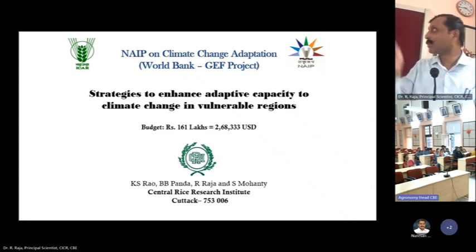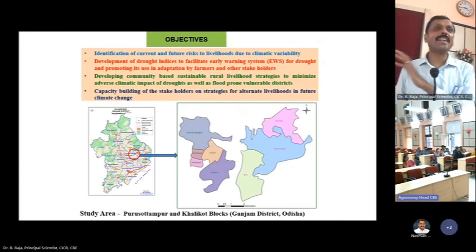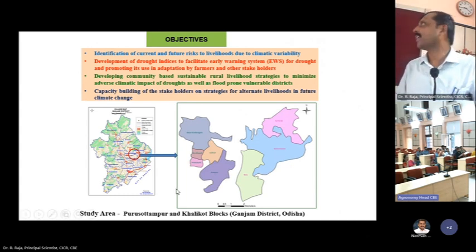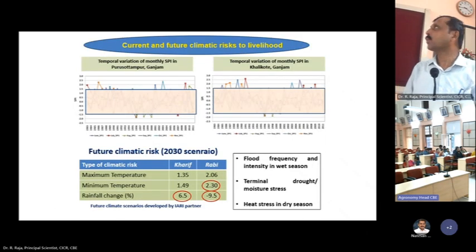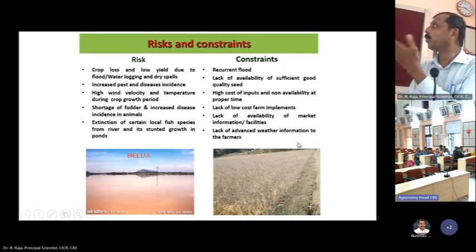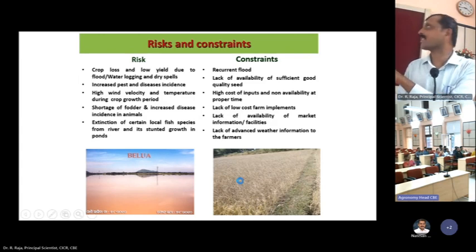I should not push too much. So what we did, we selected two clusters in one district, Ganjam district in Orissa. These districts are frequently flood prone, and the upland areas are drought prone. We characterized them based on standardized precipitation index and other analysis. So both flooding as well as drought are frequent in both the clusters.